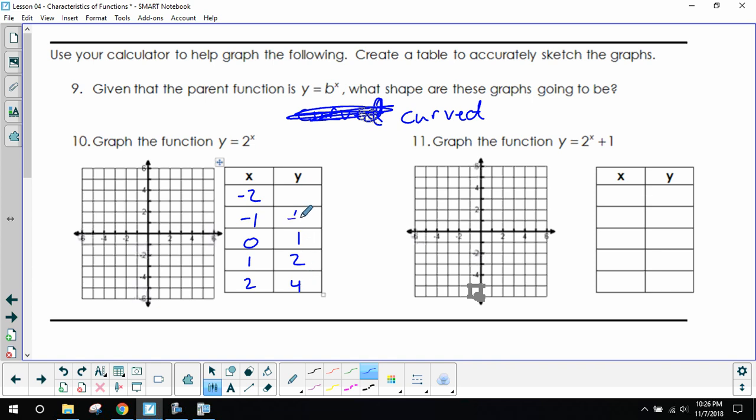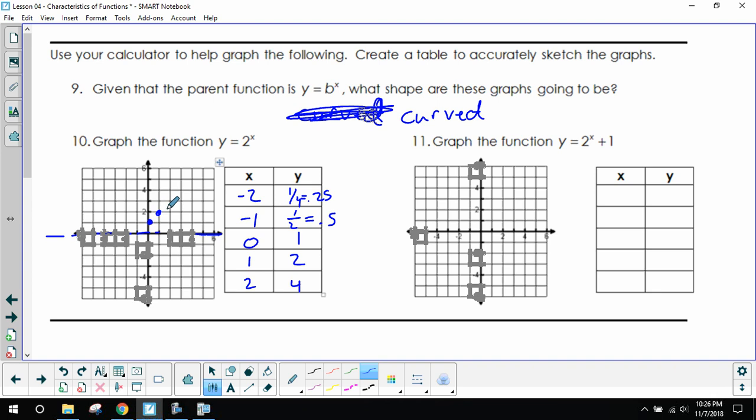Asymptote 0. So here's my asymptote. It's going to go through the 1. And then 1 is 2. 2 is 4. And this is half. And this is 1/4. And again, it gets closer and closer to the asymptote. It doesn't touch it.